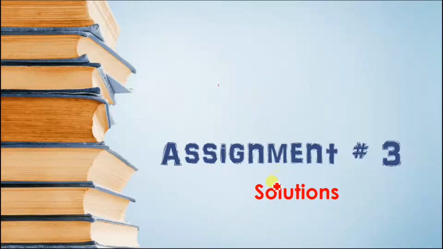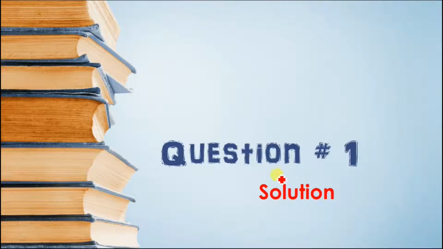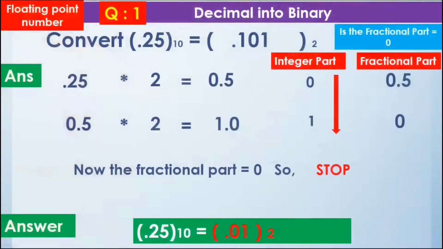So now we look at the solutions of assignment number 3. First of all, we look at the solution to question number 1. In question number 1, we are given a decimal number and we have to convert it into binary. The number given is 0.25.